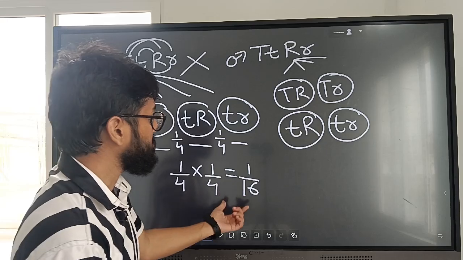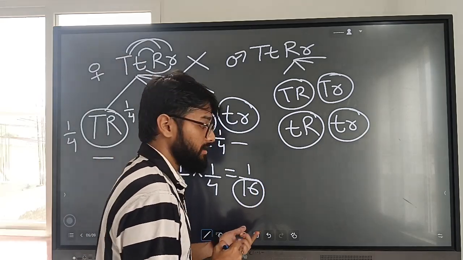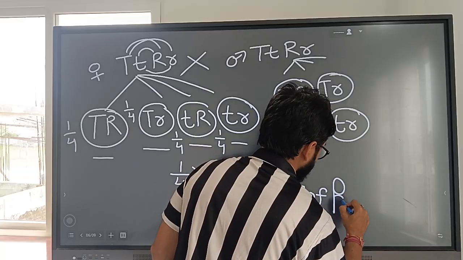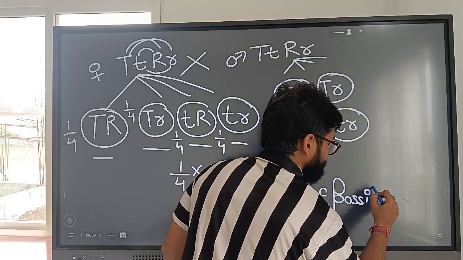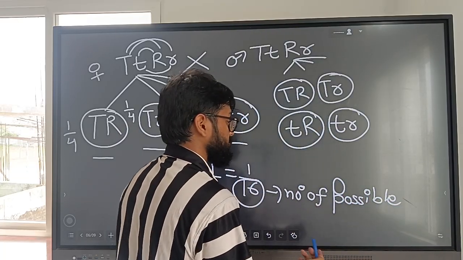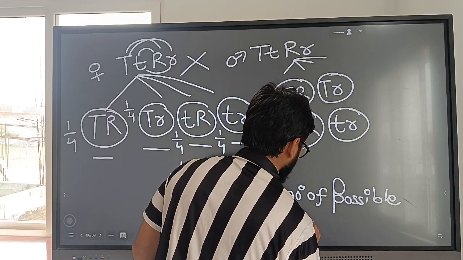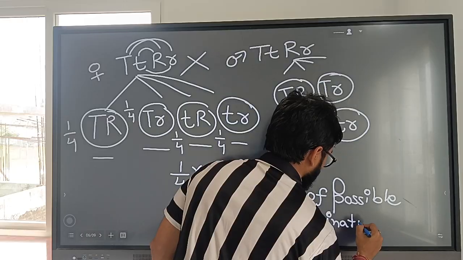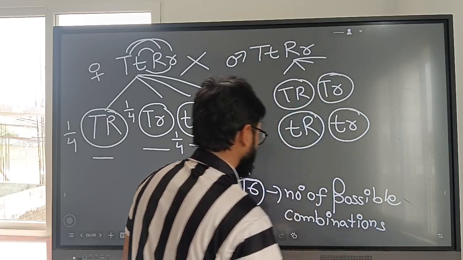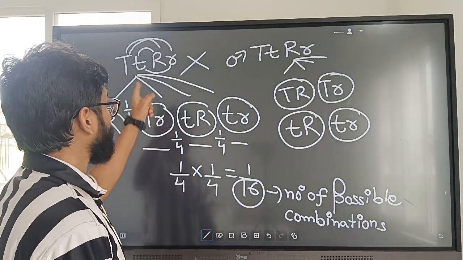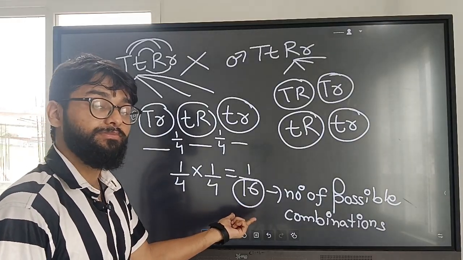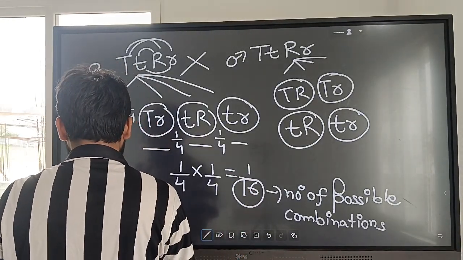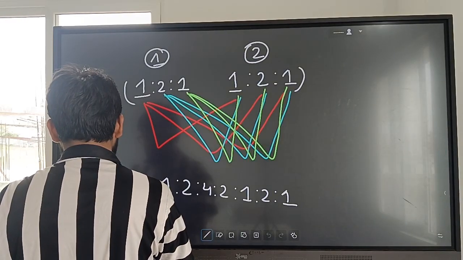Correct? So this 16 simply represents the number of possible combinations, or in mathematics we call it possible events. From this itself we can find out that we should get 16. Okay, but what happens when we take it a bit further?